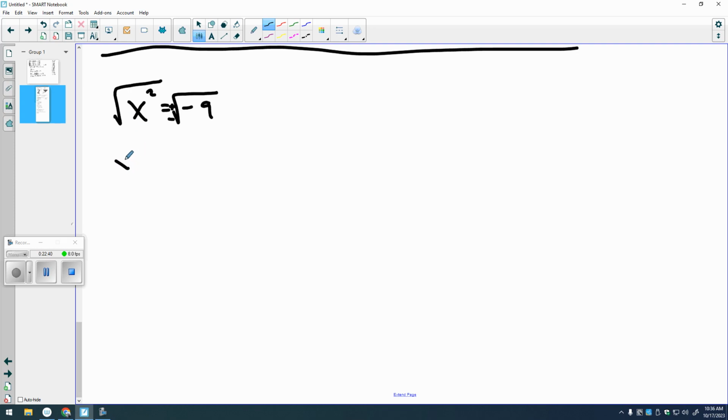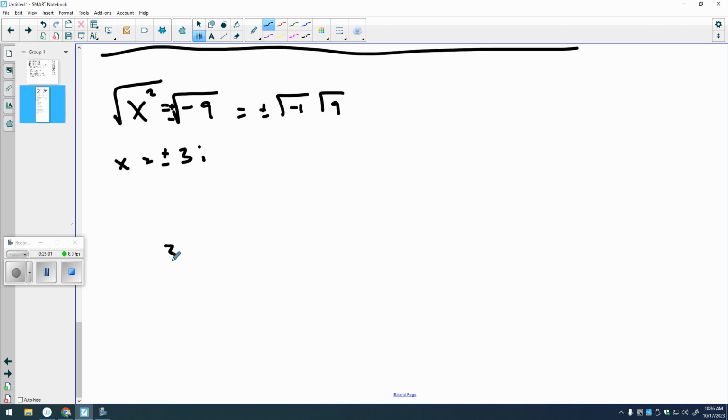Square root of x squared is x. This becomes plus or minus. Remember how we did that earlier. This becomes the square root of a negative 1 and the square root of 9. Square root of negative 1 is i. Square root of 9 is 3. So my answer is plus or minus 3i.